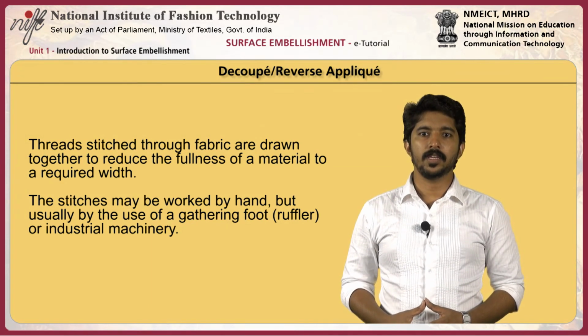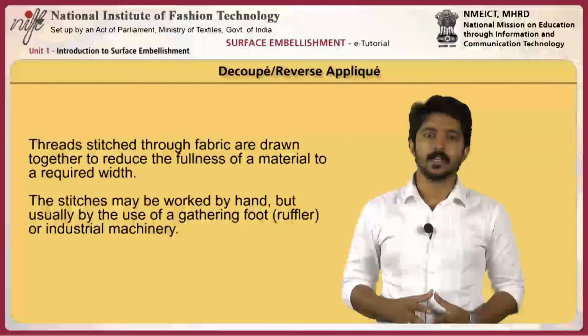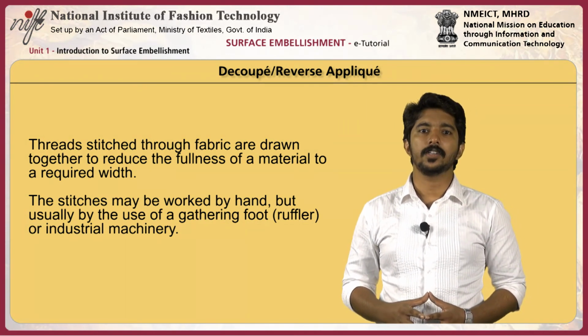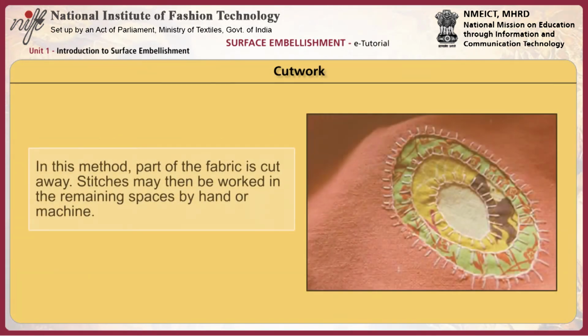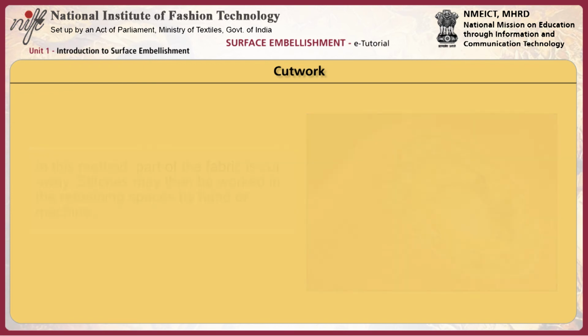The stitches may be worked by hand but usually by the use of a gathering foot, that is ruffle, or industrial machinery. In the cut work method, a part of the fabric is cut away. Stitches may then be worked in the remaining spaces by hand or machine.